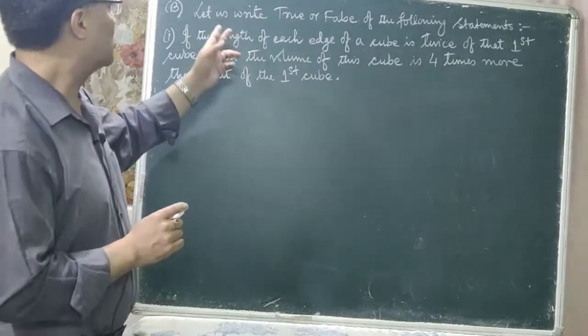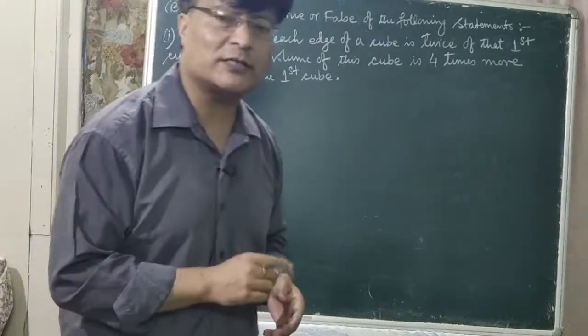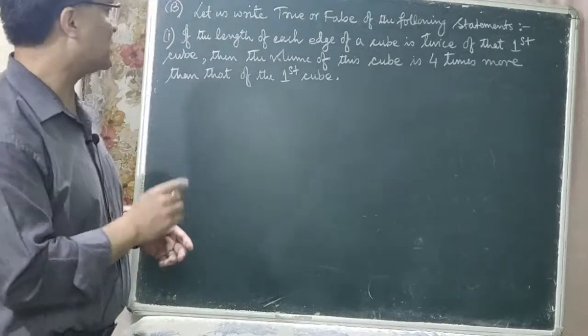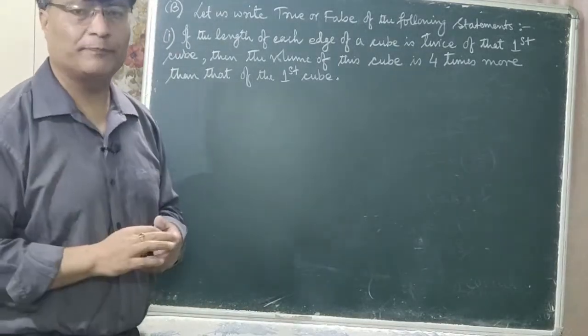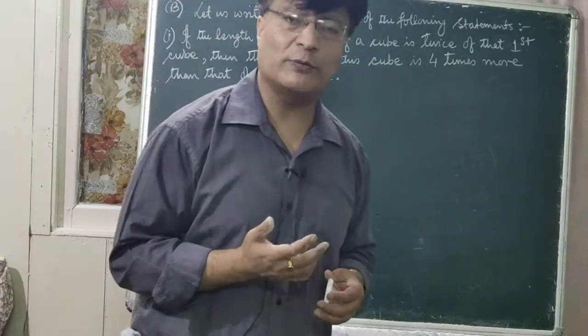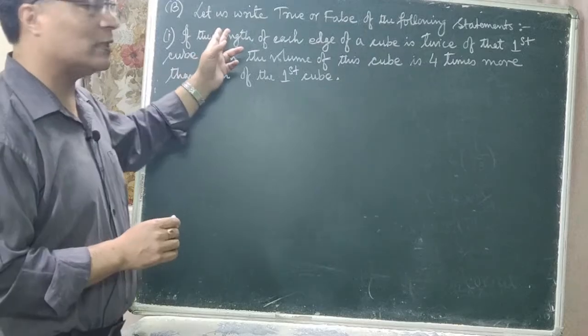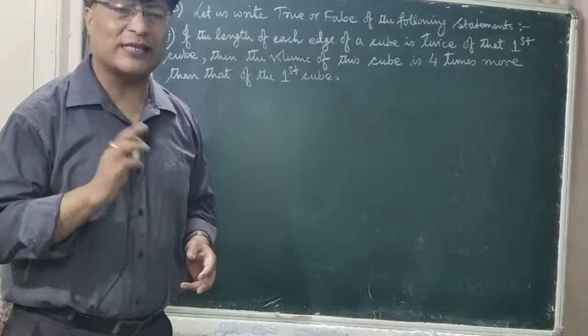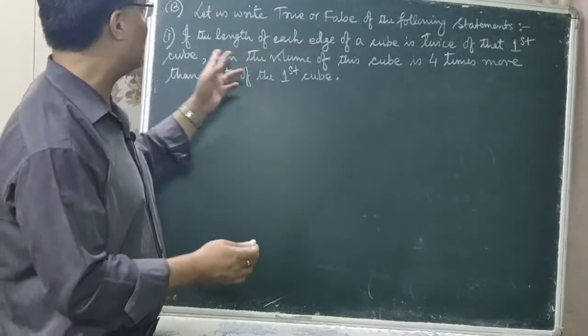So length of each edge of the second cube is twice of that of the first cube. Suppose the length of each edge of the first cube is a, what will be the length of each edge of the second cube? It is twice of the length of each edge of the first cube.